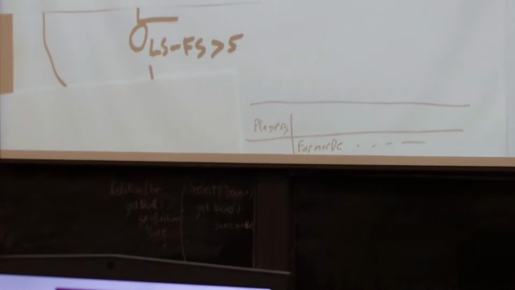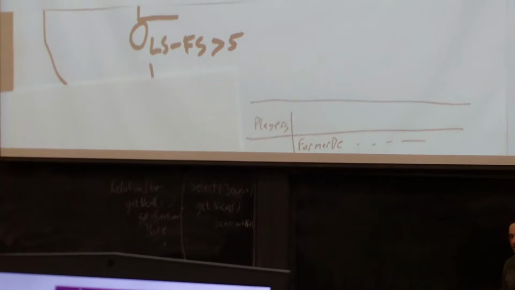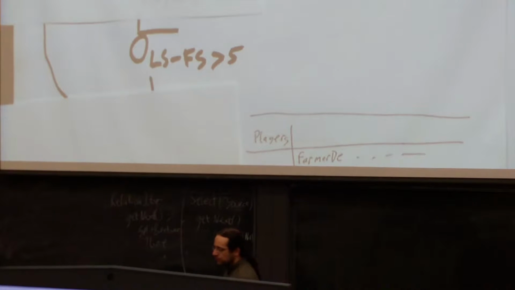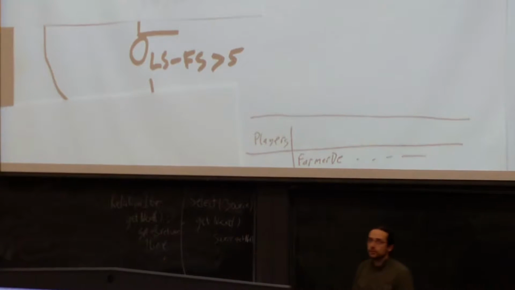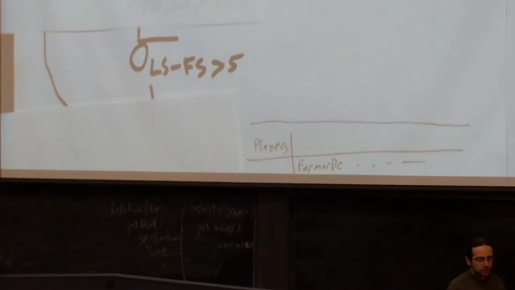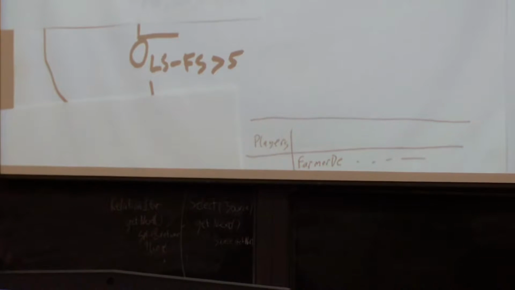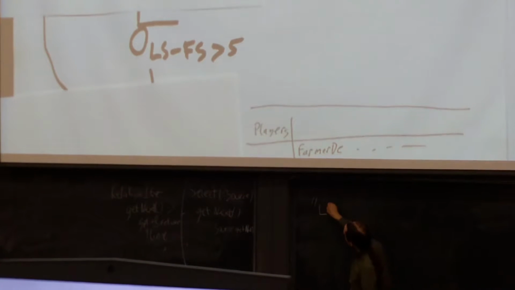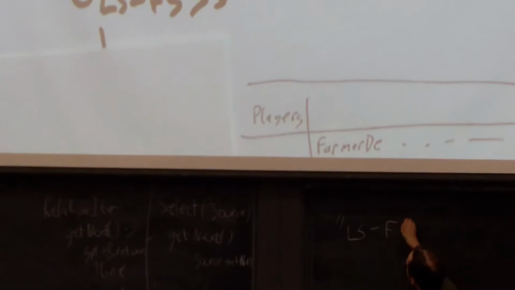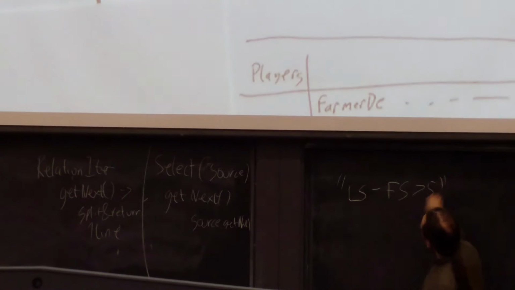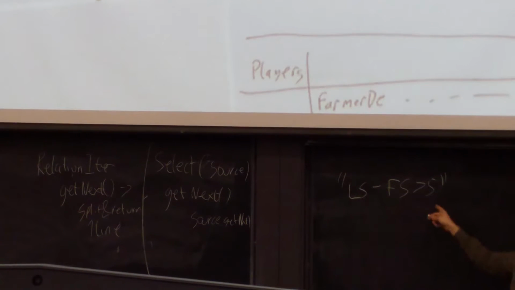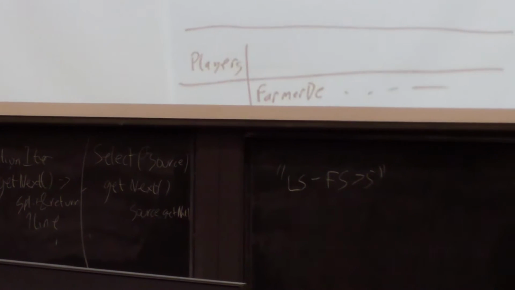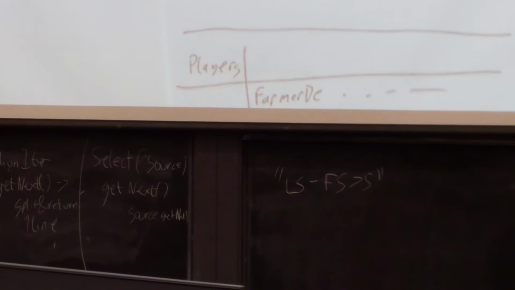Be skipping ahead a little bit. Eventually, yes, you do want to extract the columns corresponding to LS and FS, or the values of those columns for each row. But even before that, I give you a string. This string that's written up there, LS minus FS greater than 5. From the computer's perspective, it's not storing that as a string. It's an expression.